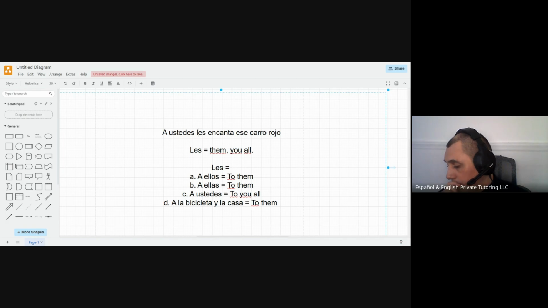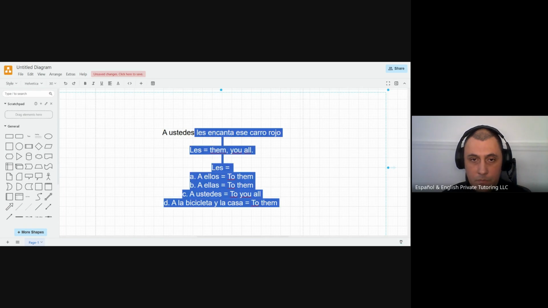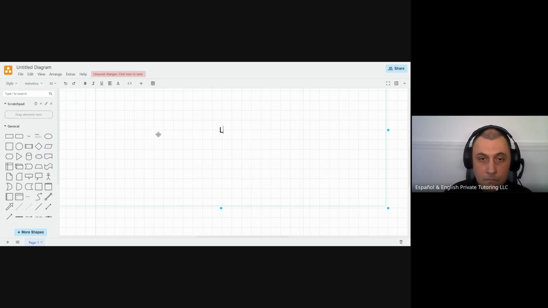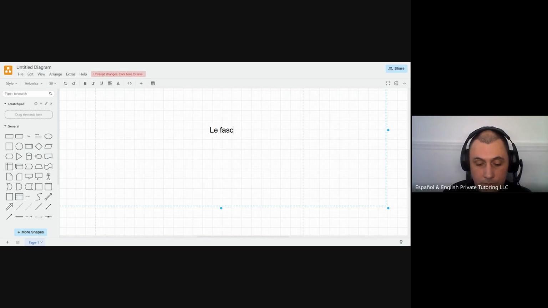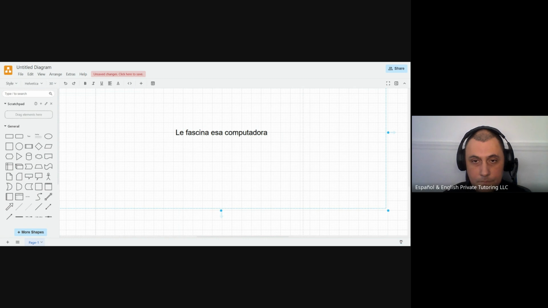Let's go now with page 162, exercise 10.4, fifth one. The fifth one has the following example. Le fascina esa computadora. I explained this already, so try to figure it out. Tell me why the sentence is wrong.